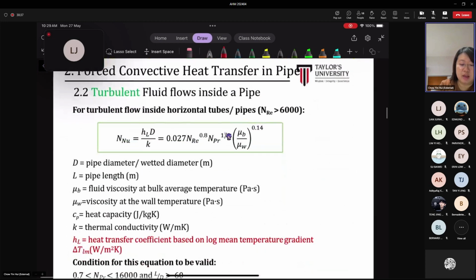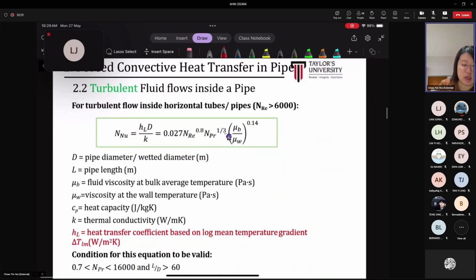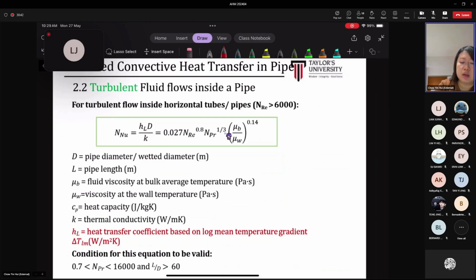The next one, this correlation here, we can apply it for turbulent flow in horizontal tubes, for Reynolds number greater than 6,000. This part here is your Nusselt number. It equals some correlation: a coefficient multiplied by the Reynolds number to the power of m, and the Prandtl number to the power of n, and they also include the viscosity ratio, the viscosity at bulk fluid temperature divided by the viscosity at the wall temperature.